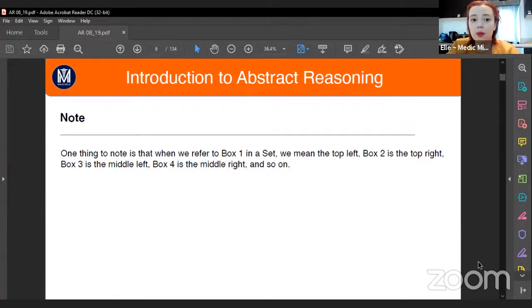Okay, just when we're talking about this, we might talk about box 1, box 2, box 3, and so on. Generally, if I'm talking about that, box 1 I'm meaning the top left, box 2 is top right, and so on. But I'll use the mouse. Hopefully you'll be able to see that to show what I'm referring to when we go through these questions.